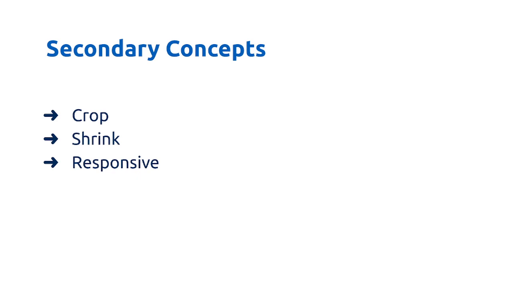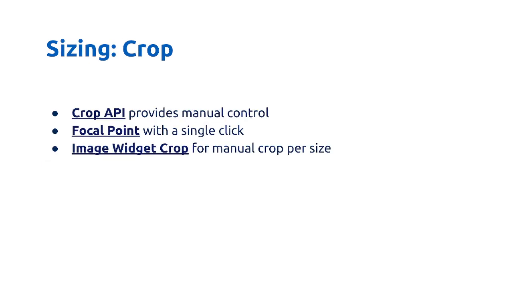So within this sizing, there's actually three secondary concepts that we're going to cover. Number one, cropping, which we've just seen. Also shrinking the images, and then using responsive images as well. So for cropping them, we've already kind of covered what the concept is, so I'll jump right into the contrib modules that you can use.